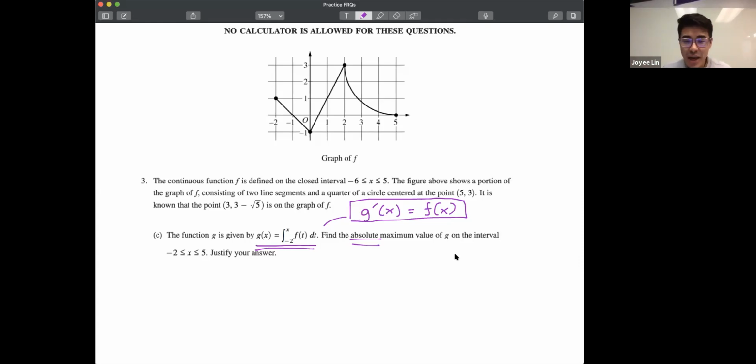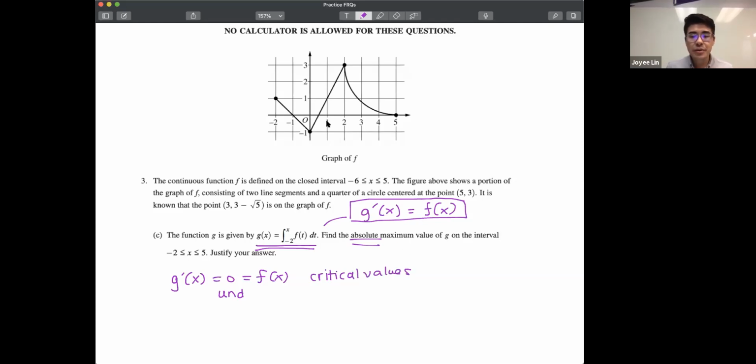Now, how do we find the absolute maximum? We need to set our derivative equal to 0 to find our critical values. So we need to find where g prime of x is equal to 0, or f of x is equal to 0, for critical values, right? And do not forget that it could also be undefined, except here we don't have any points where f is undefined.